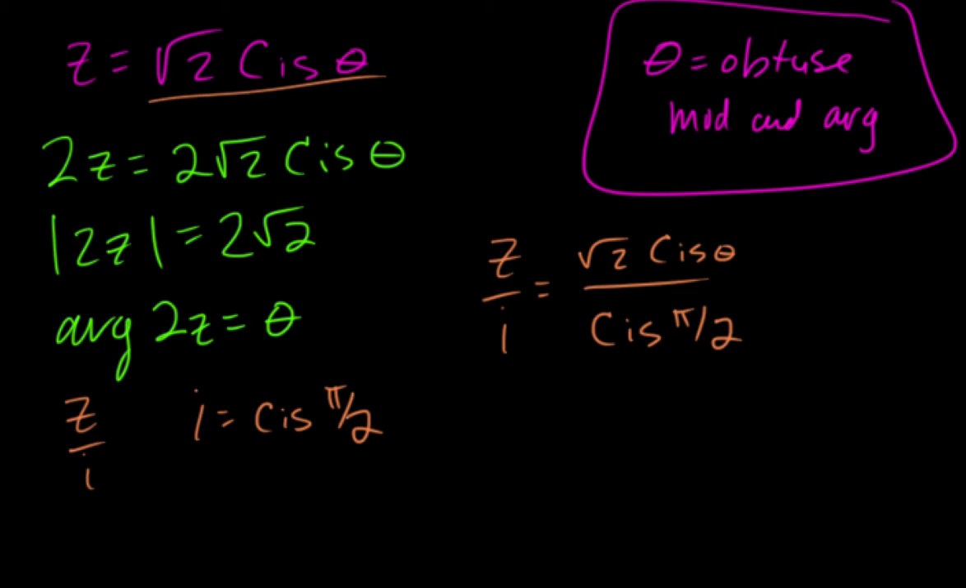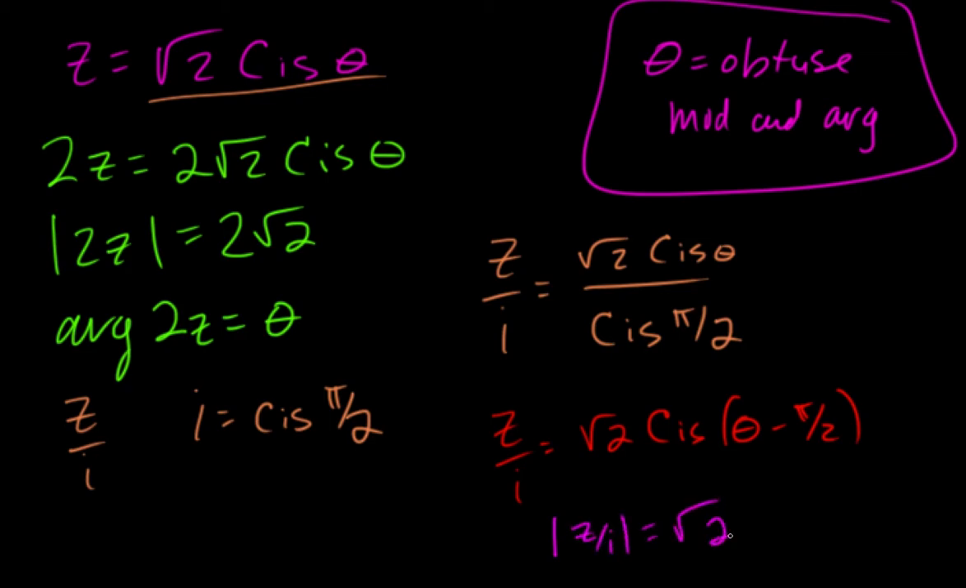Okay. Now, if we use our division properties of cis, then we know that z over i is going to be equal to square root of 2 cis and subtraction. And that means the modulus is still going to be square root of 2, and then the argument of z over i is going to be equal to this. Okay?